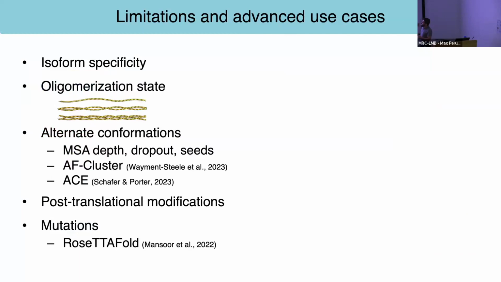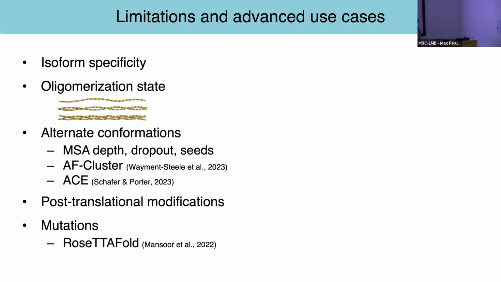I'm going to finish off this bit by talking about some of the limitations. Just having them on one slide is useful, and then some advanced use cases. We touched on a lot of these, but the isoform specificity problem is difficult. Again, the isoforms will look similar. They're all kind of conserved, right? They're all related to each other. And so getting isoforms to be predicted differently is very difficult.